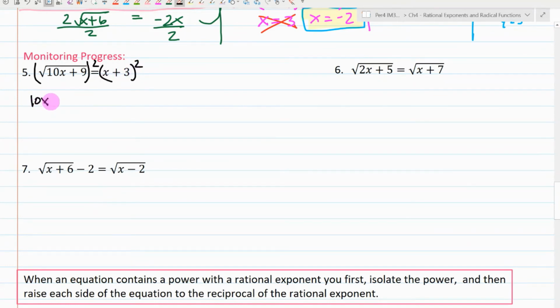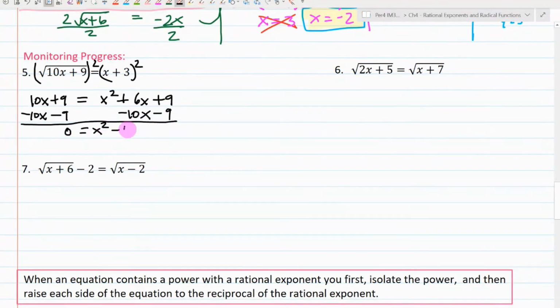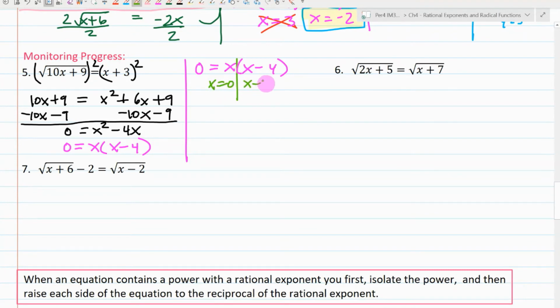All right. 10x plus 9 is equal to x squared plus 6x plus 9. Don't forget you need a trinomial here. Subtract 10x. Subtract 9. So I have 0 equals x squared minus 4x. So I have to factor this by factoring out the greatest common factor, x times x minus 4. And then 0 equals x times x minus 4. That means you have to set each of them equal to 0. So x equals 0, x minus 4 equals 0, x equals 4.